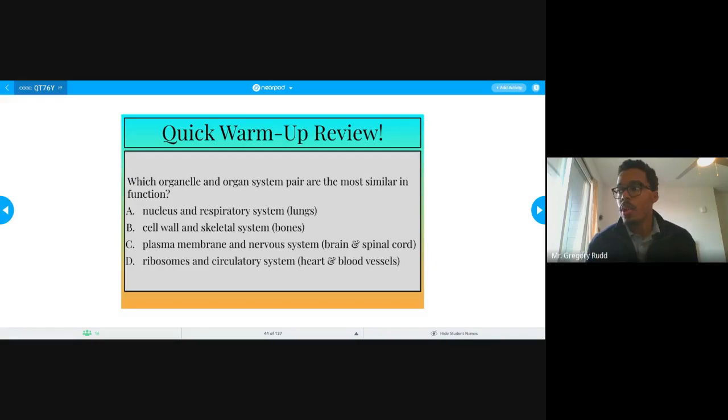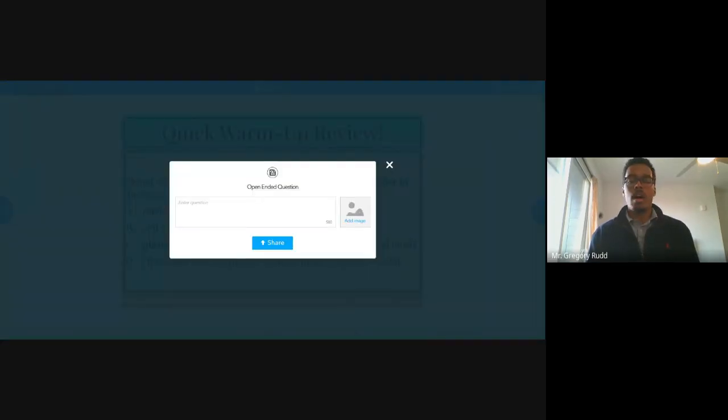All right, so one question that I did want to review from today's warm-up asked, which organelle and organ system pair are the most similar in function? And we were given four options: A, the nucleus and respiratory system, which represents the lungs; B, the cell wall and skeletal system, which represents the bones; C, the plasma membrane and nervous system, which represents the brain and spinal cord; or D, the ribosomes and circulatory system, which represents the heart and blood vessels.